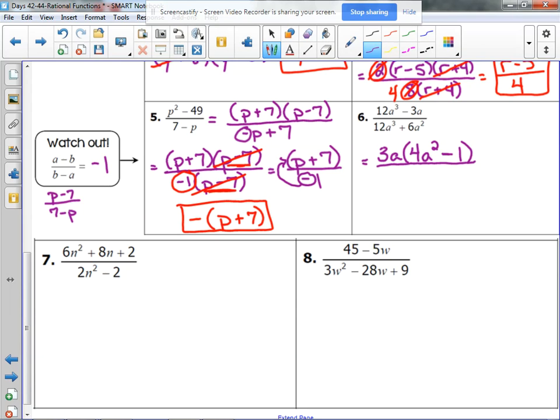In the denominator, 12 and 6 are divisible by 6. We've got a cubed and a squared, so they both at least have 2 a's, a squared. 12 divided by 6 is 2. We had 3 a's, we took out 2 of them, so we've got 1 left. Plus, 6 divided by 6, 1. We took out both the a's.